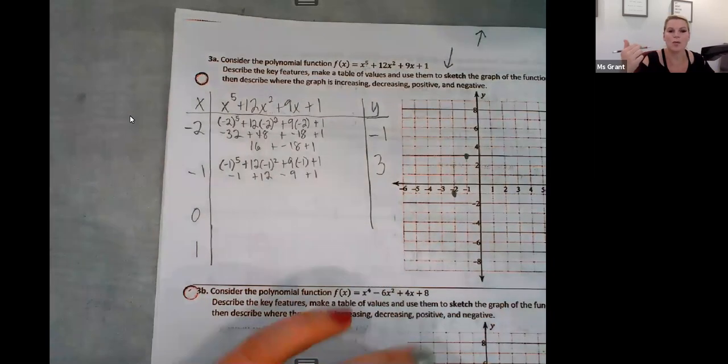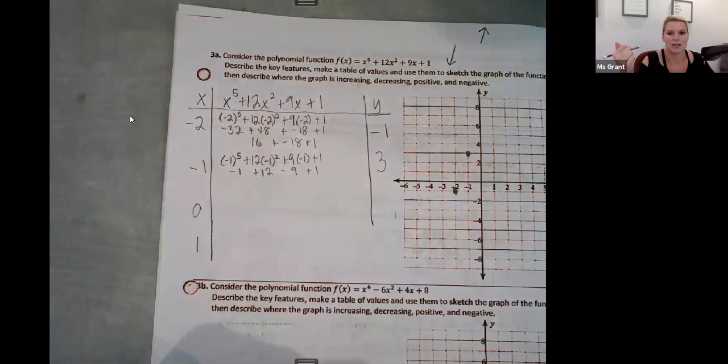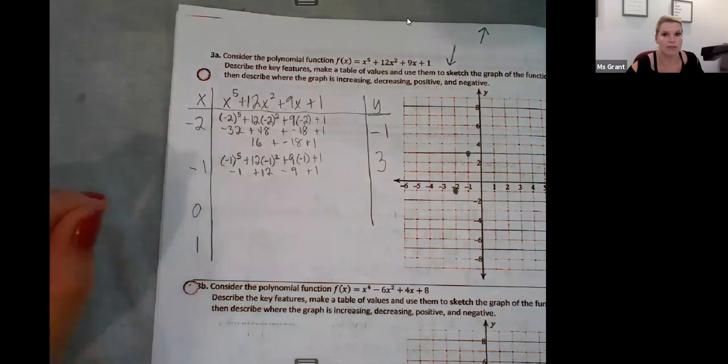Now here's the deal. I don't know where my x-intercepts are. So I really can't make my graph look perfect unless I actually go on Desmos.